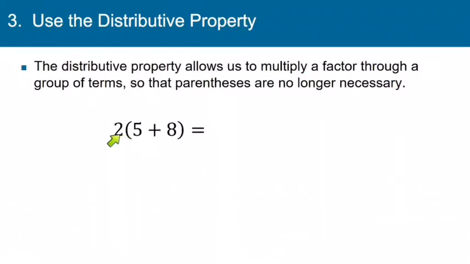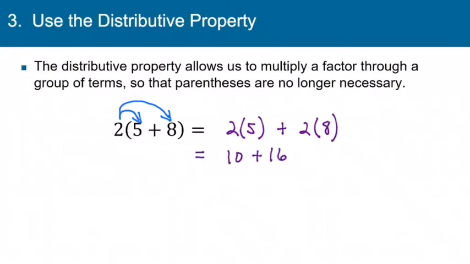So what we would do is multiply the 2 times each individual part of the sum inside the parentheses. So we would have 2 times 5, plus 2 times 8. And we could write it like this: 2 times 5 plus 2 times 8. And then we could evaluate each of these multiplications. So 2 times 5 would be 10, and 2 times 8 would be 16, and then 10 plus 16 would be 26.